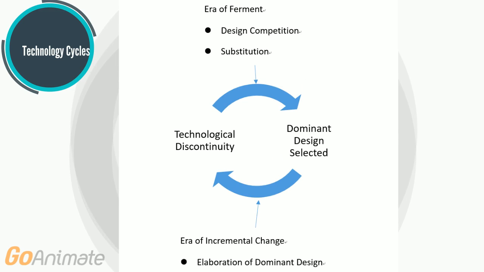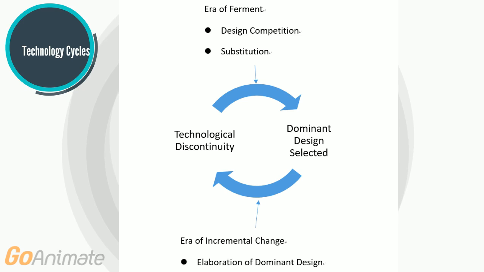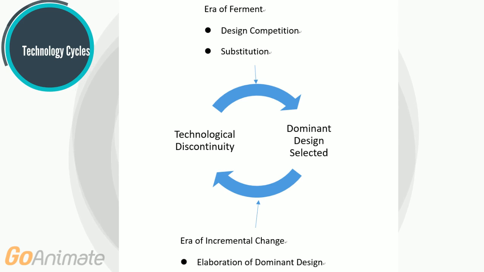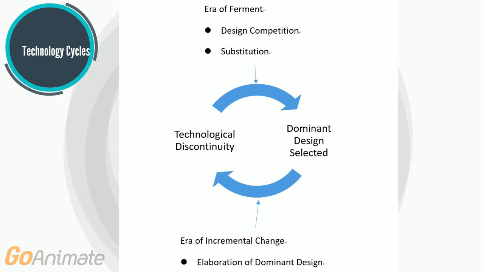It shows the standard cycle of technology. In the beginning, the technology is born, or replaces the old, with uncertainty and competition, which is the era of ferment. Then it will come into a period of being accepted by people and commanding the majority market, in which a dominant design is selected. And next is the era of incremental change, where firms are usually focusing on efficiency, penetration and lower costs. And finally, it will come to the end, which is technological discontinuity, and be replaced by some new technology.